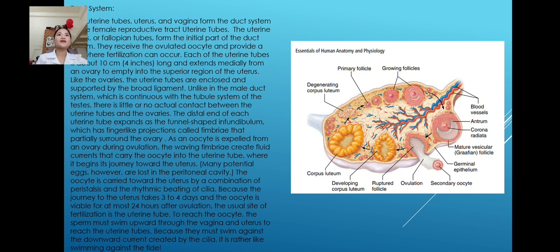The oocyte is carried toward the uterus by a combination of peristalsis and rhythmic beating of cilia. The journey to the uterus takes 3 to 4 days and the oocyte is viable for at most 24 hours. After ovulation, the usual site of fertilization is the uterine tube. To reach the oocyte, the sperm must swim upward through the vagina and uterus to reach the uterine tubes, and they must swim against the downward current created by the cilia. It is rather like swimming against the tide.